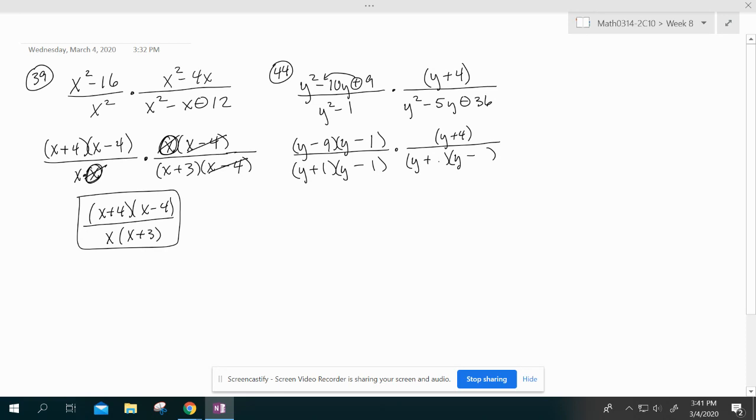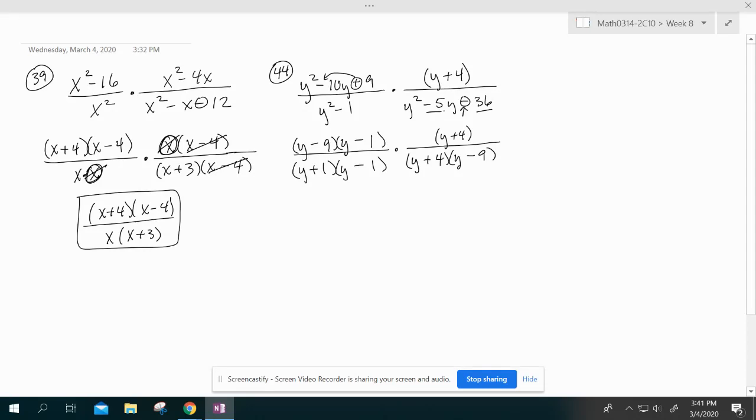Nine and 4. And where does the 9 go? With the negative. Now, why is it 9 and 4? Because 4 times 9 is 36, and if I subtract 4 minus 9, I get negative 5. So that's why that factors that way.